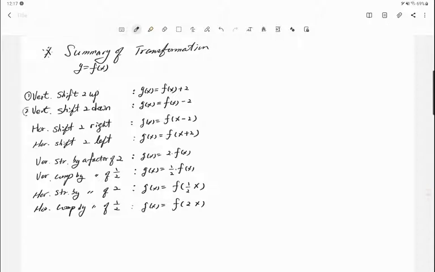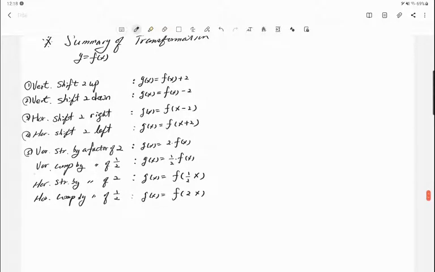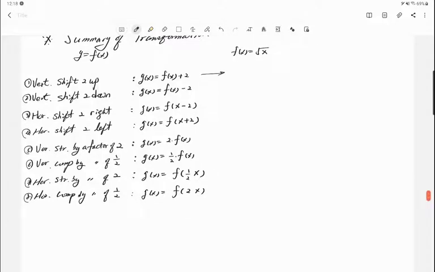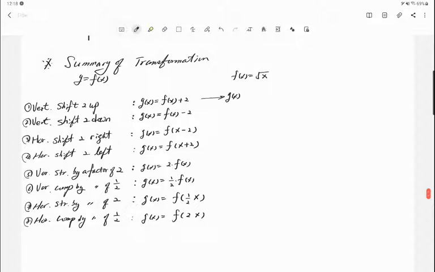We use the rule so that we can graph it, and also we can find the equation of g of x. Okay, let's try. Let's do some examples. So let's say f of x equals the square root of x. Then when we shift 2 units up, the g of x is equal to what? f of x plus 2, right? So what we're going to do is add 2 to the whole expression of f of x. That's it. So this indicates the graph is what?